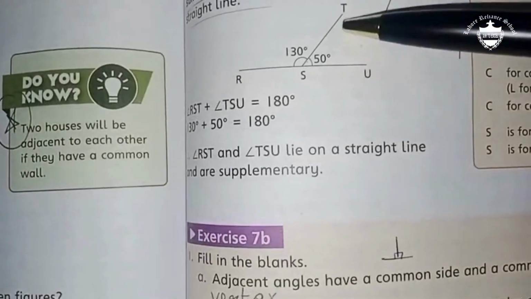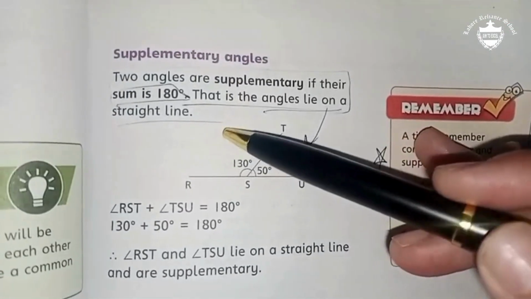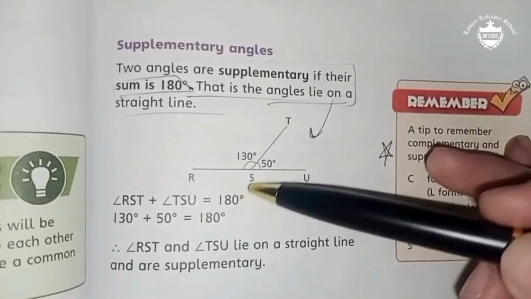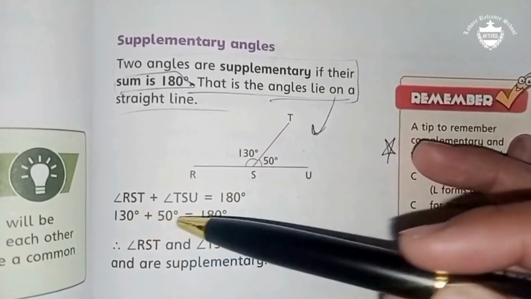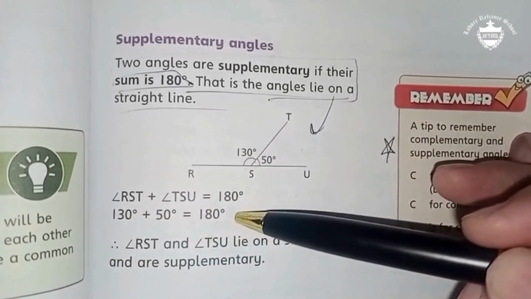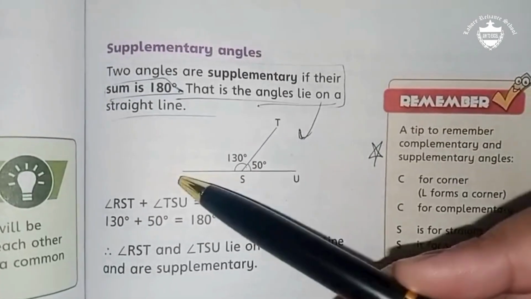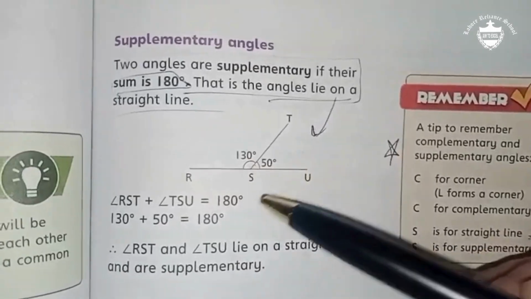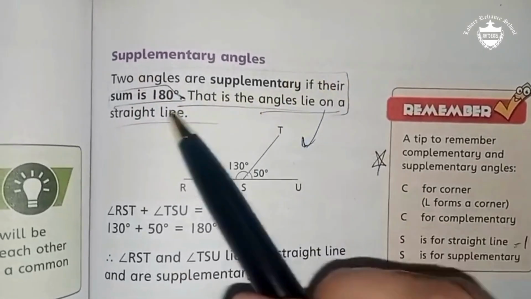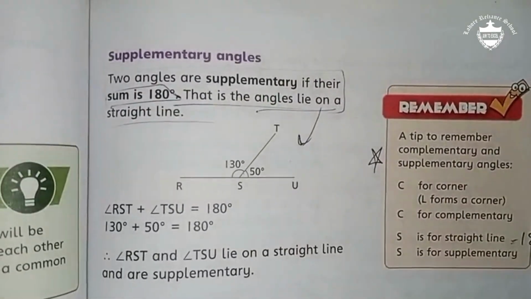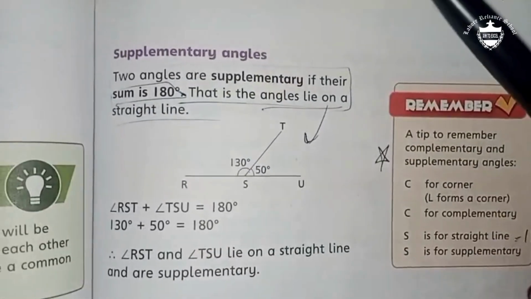The next one is supplementary angle. It is on page number 123. Look at this one. Two angles are supplementary if their sum is 180. This is 130 and that is 50. When we add 130 plus 50, we get the answer 180. 180 is basically a straight line, you know that. So two angles are supplementary if their sum is 180, just like 90 degrees for complementary angles, and 180 for supplementary angles.